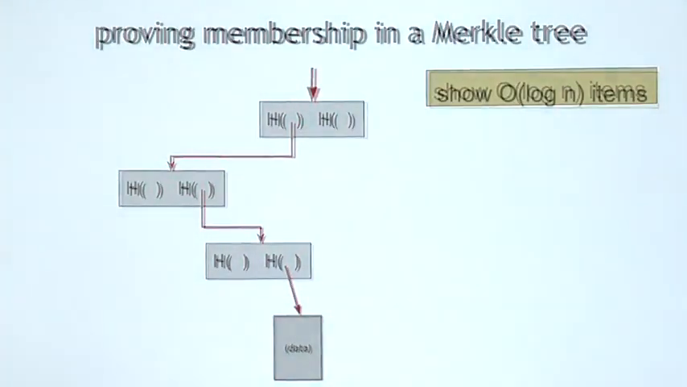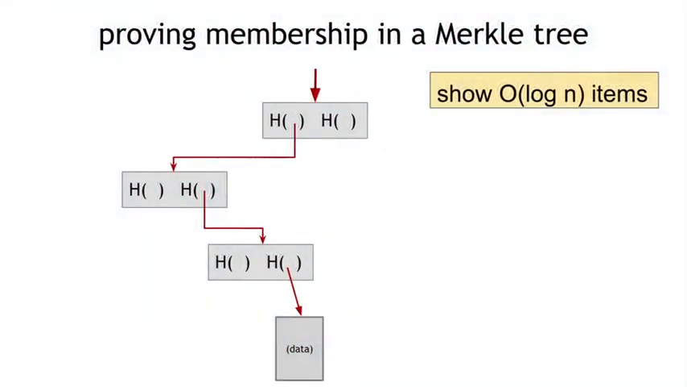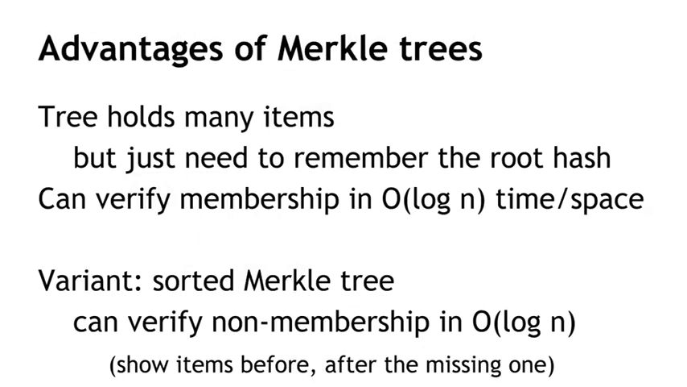So that takes about log n items that we need to be shown, and it takes about log n time for us to verify it. And so with a very large number of data blocks in the Merkle tree, we can still prove membership in a relatively short time. Okay, so Merkle trees have various advantages. One advantage, of course, is the tree holds many items, but we just need to remember the one root hash, which is only 256 bits. We can verify membership in a Merkle tree in logarithmic time and logarithmic space.